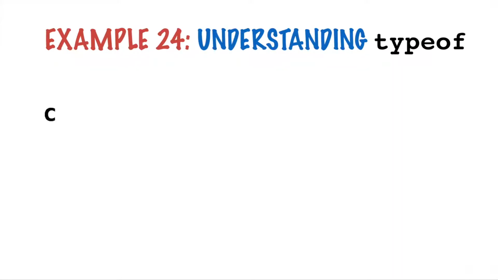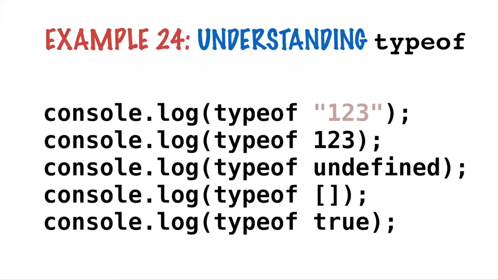Let's see how we can use this typeof operator. Notice the 5 console.log statements on screen. They use the typeof operator and see what types JavaScript returns for each of these values. It's important to note here that typeof can also be used with variables that are assigned these values as well as values directly. For example, if you had a variable num which is equal to 123, typeof num will give you the same value as typeof 123.